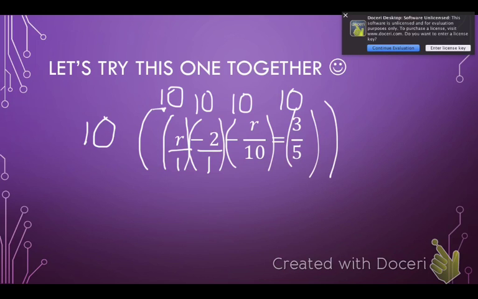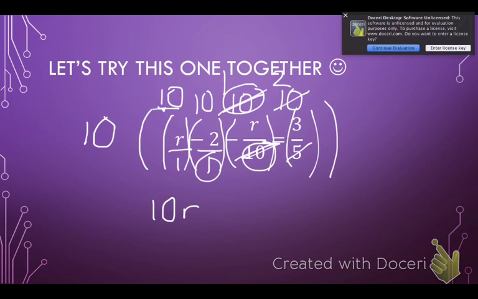Okay, so I look at this number and my denominator. All right, 10 divided by 1, I cannot simplify. So I'm going to keep the 10. 10 divided by 1, I cannot simplify. 10 divided by 10, well, both of those become 1. 10 divided by 5, that becomes 2. All right, so I'm going to multiply what I have in the corner here with my numerator. So I'm going to start with 10 times r, which is 10r. 10 times -2 is -20. 1 times -r is -r equals 2 times 3, which is 6.